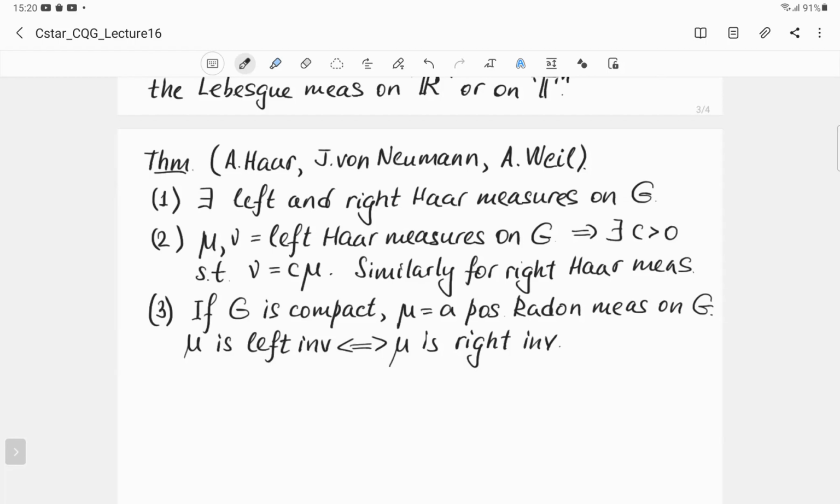So first of all, the existence of the left and right Haar measures was proved by Haar in 1933, in a special case where G is second countable. In 1934, von Neumann proved both the existence and the uniqueness of the Haar measure in the case where G is compact. And the general case is due to Weil.